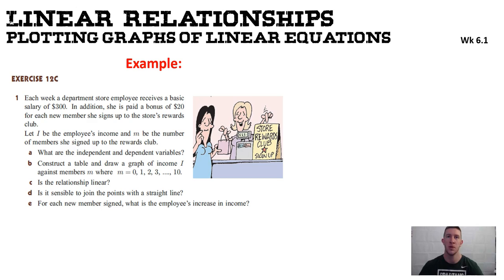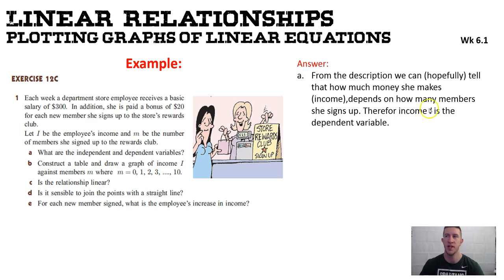Each week a department store employee receives a basic salary of $300. In addition to this, she is paid a bonus of $20 for each new member she signs up on the store's rewards club. If we let I be the employee's income, I for income makes sense, and M be the number of members that she signed up to the rewards club, M for members, what would the independent and dependent variables be? So just like in the previous example, think about, does her income, I, depend on the number of members she signs up? Or does the number of members she signs up depend on her income?